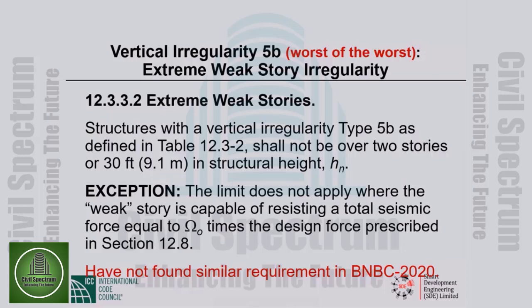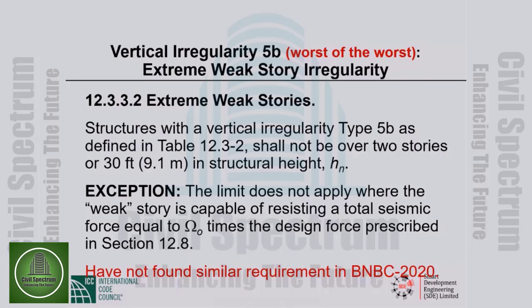Structures with a vertical irregularity type 5B shall not be, so where they are allowed in design categories B and C, they shall not be over 2 stories or 9.1 meters in structural height. Okay, so even in the lower seismic design categories C and B, they have to be short buildings, 9.1 meters at most. There is an exception to that height limit.